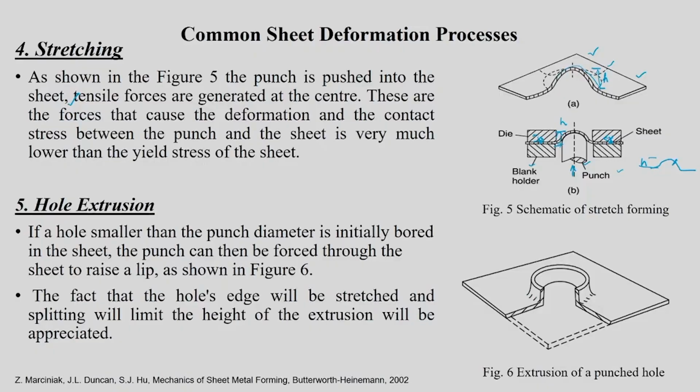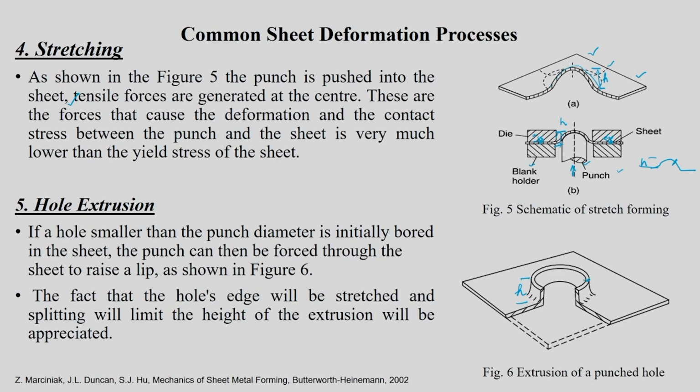Okay, so then you will have this kind of deformation. This is the height to which the hole is deformed. So a small hole is made. A small hole means the diameter should be lesser than that of the punch diameter. It is initially bored into the sheet. The punch can then be forced into the sheet to raise the lip. Lip means this particular region. Okay, lip. So now what will happen?